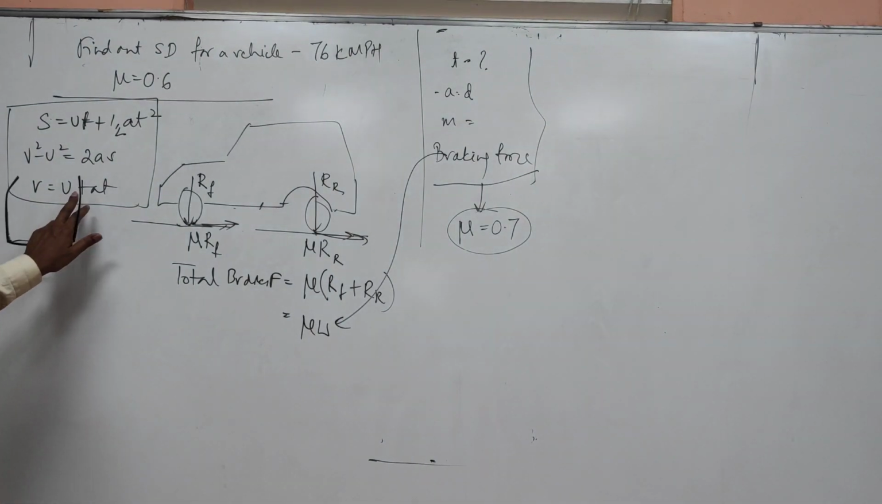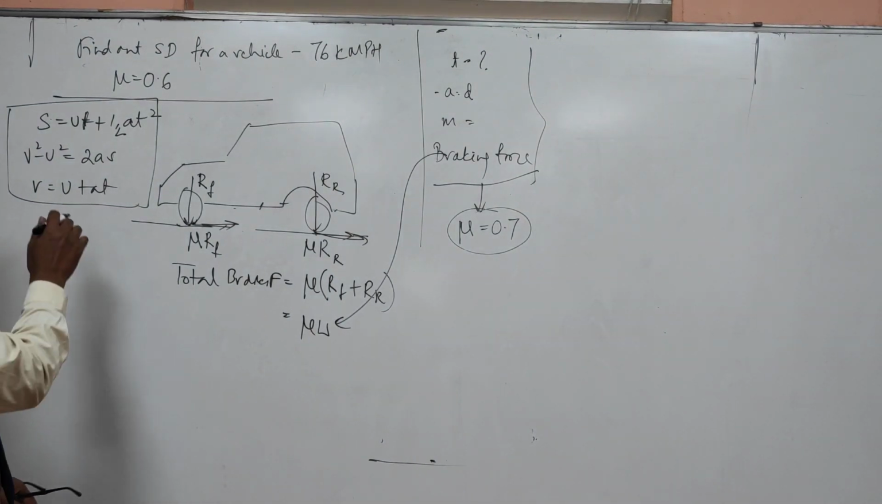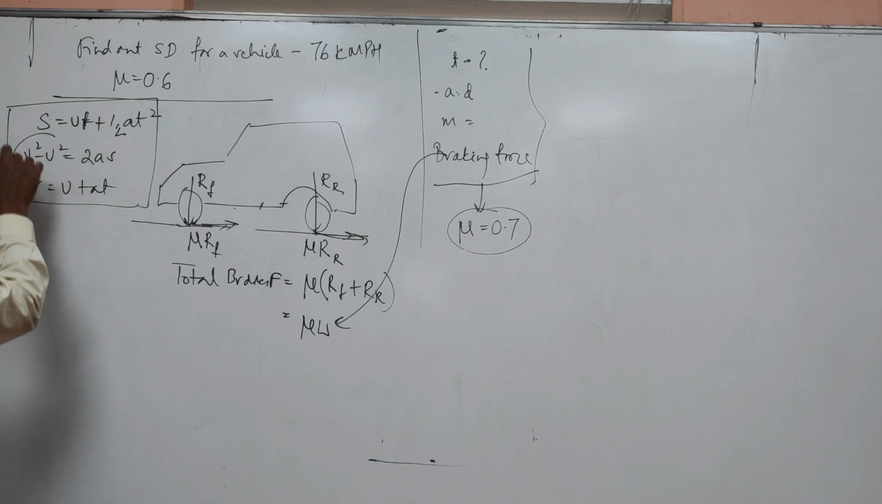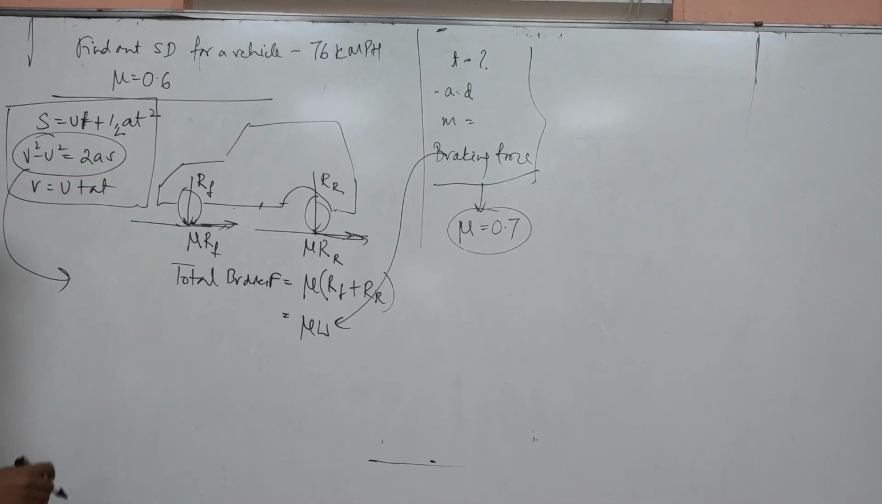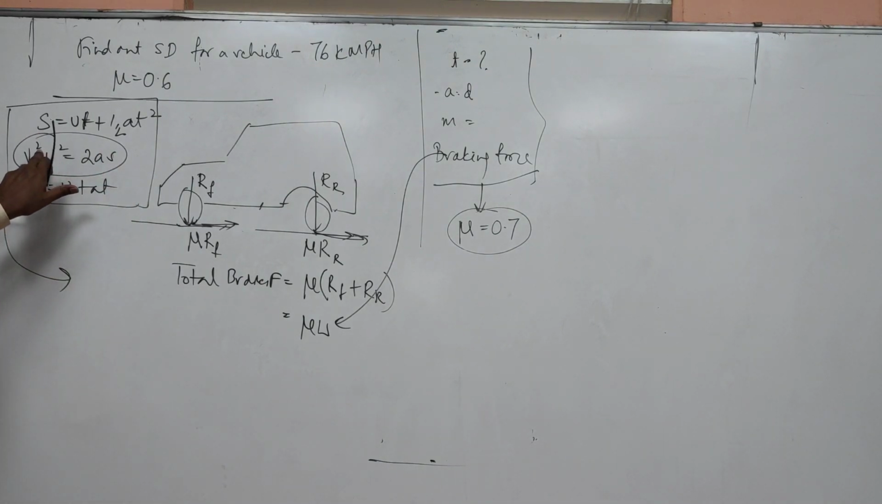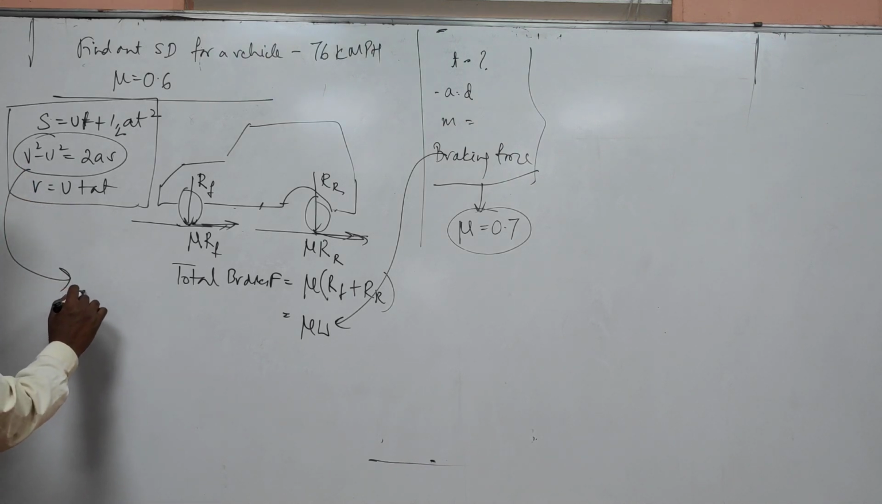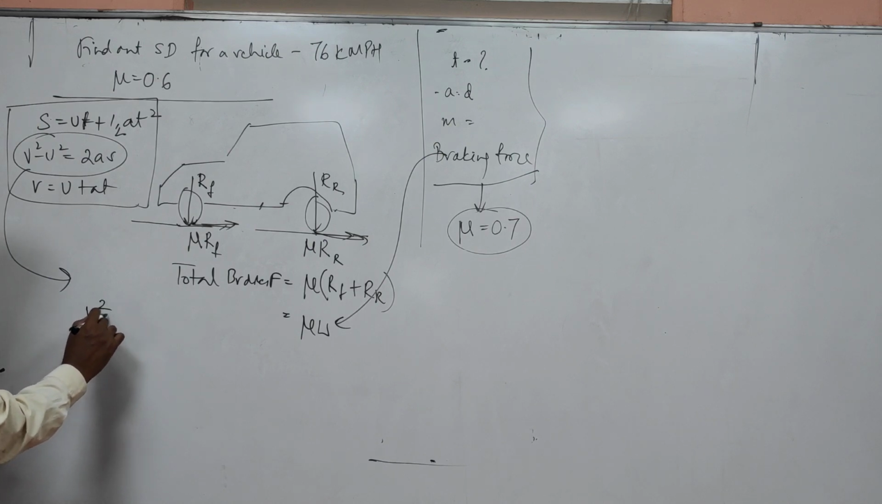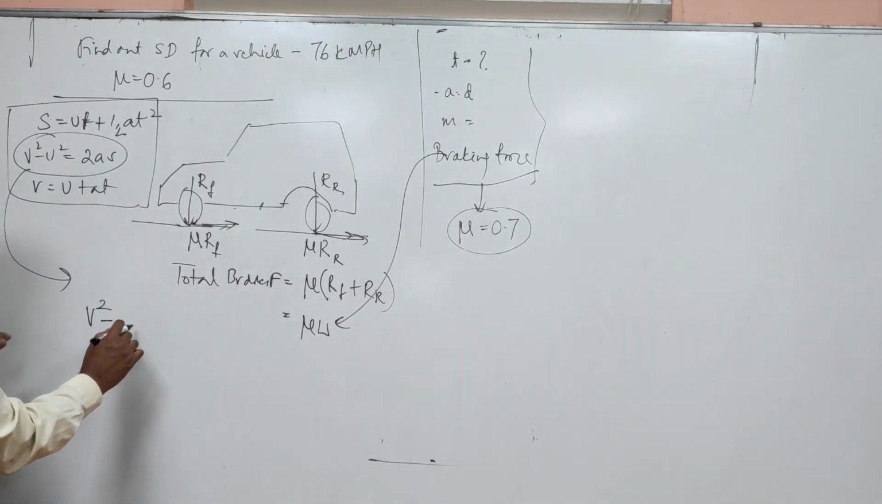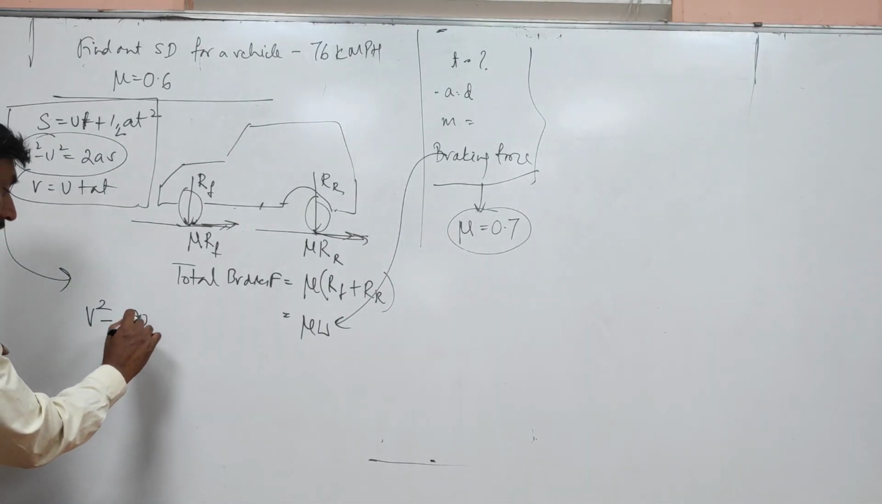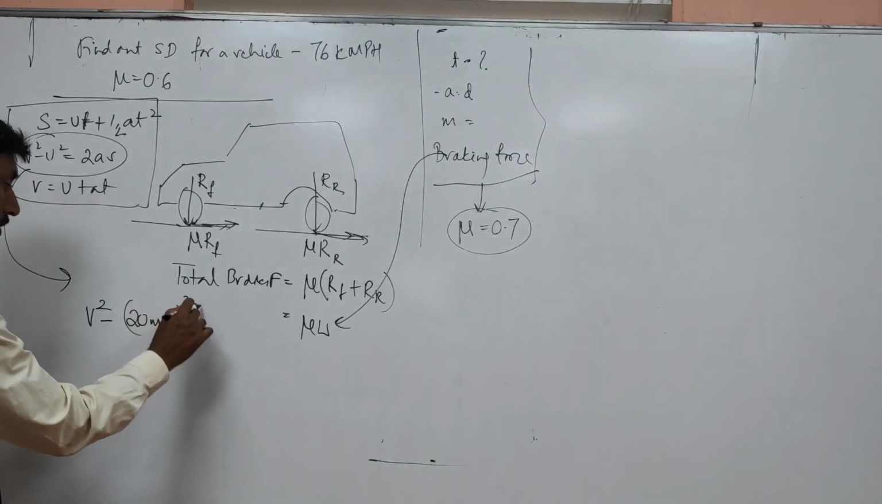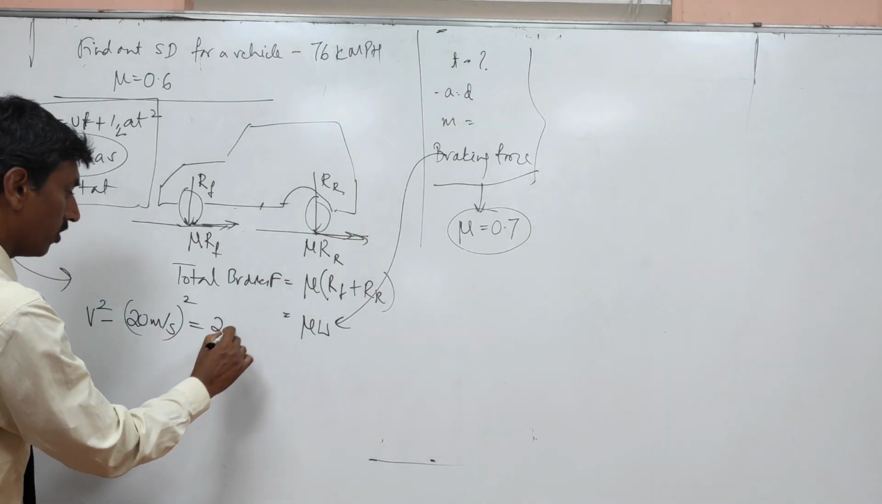Okay, now here we can use this to find the stopping distance. The initial velocity u is 76 km per hour, but we don't know the final velocity. If I use the equation v square minus u square, v square is the final velocity squared, but u square you know, which is 76 km per hour, actually 20 meters per second, whole square, equals 2as.